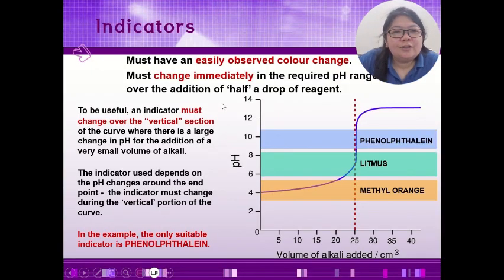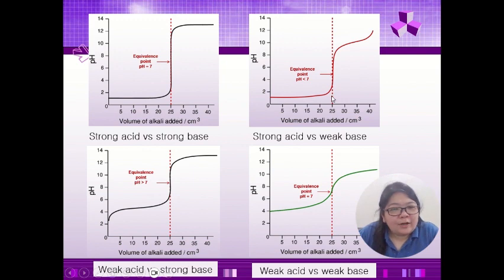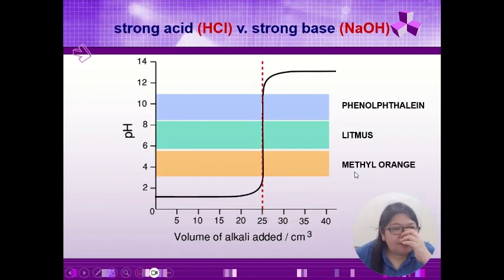So how do we choose an indicator for a titration? We look at the vertical region. If the pH color change of that particular indicator falls within the vertical region, we can use that indicator. Okay, we can select the indicator to be used in the titration. So again, I've got these four curves for different titrations.